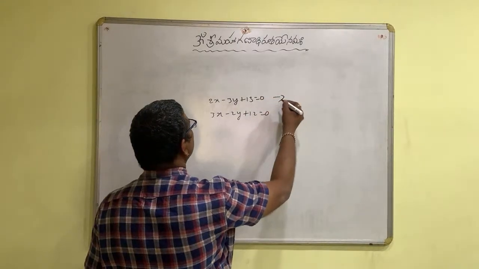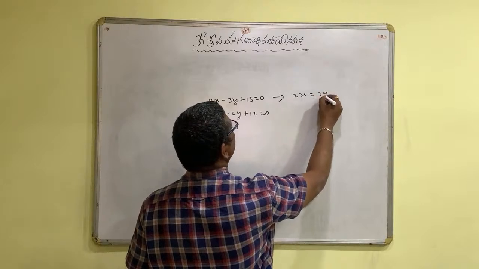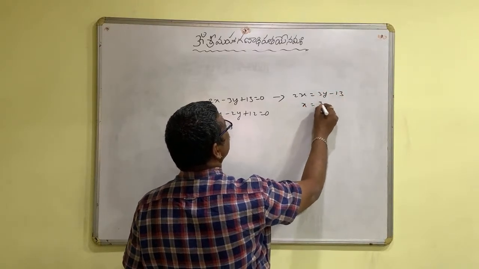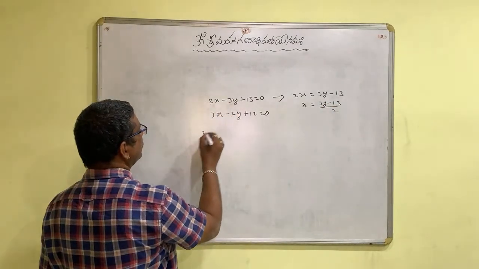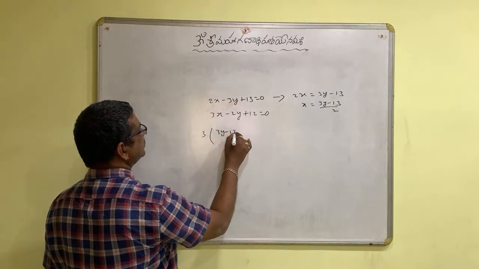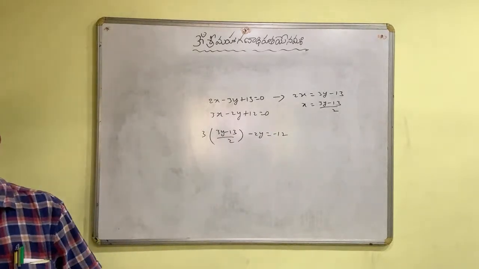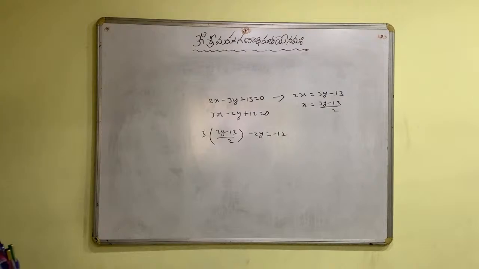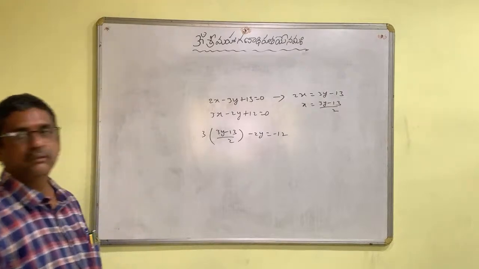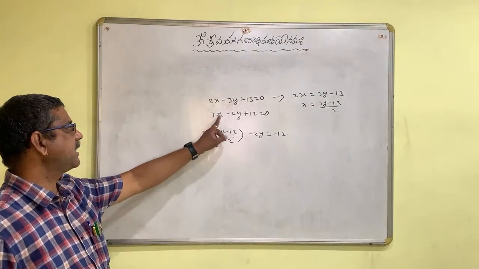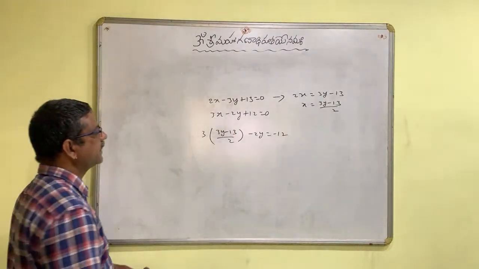So from this equation, we can write 2x is equal to 3y minus 13. Then x is equal to 3y minus 13 by 2. Now substitute the x value in the second equation: 3 into 3y minus 13 by 2, minus 2y is equal to negative 12.